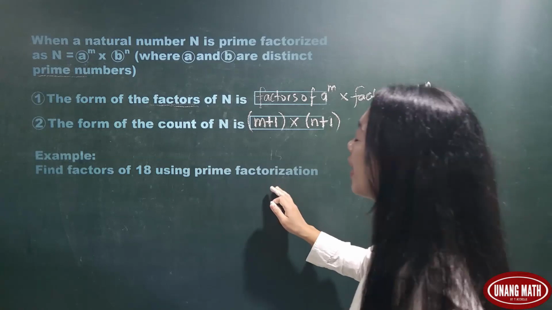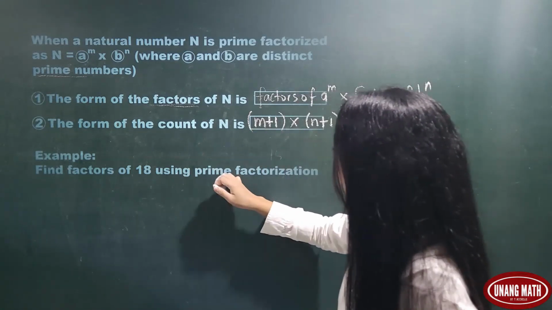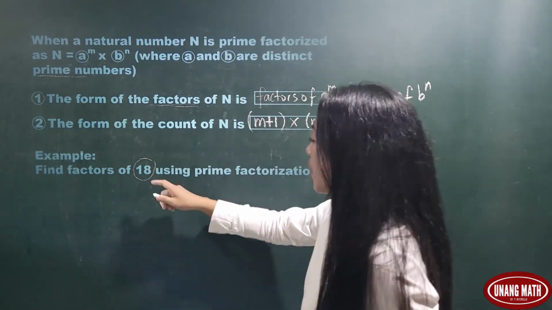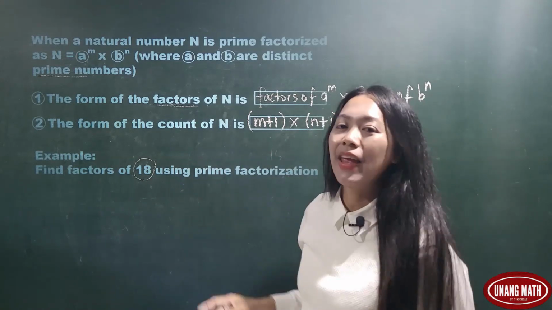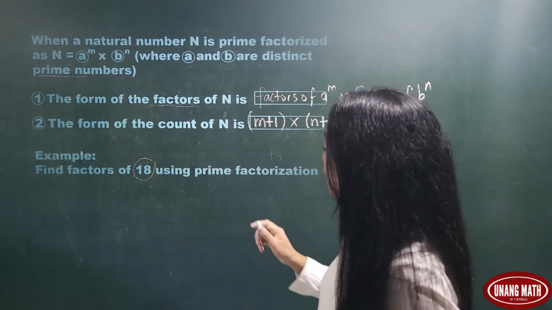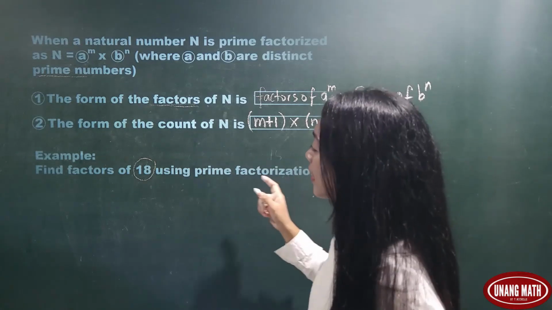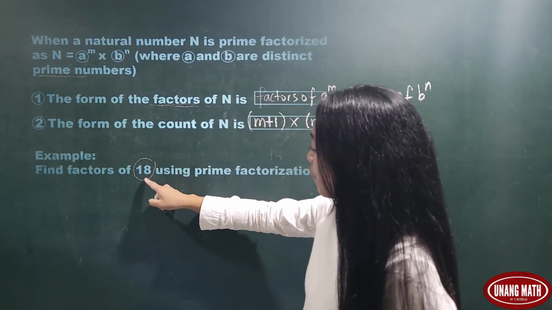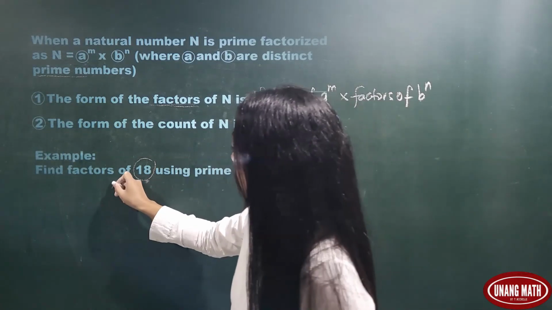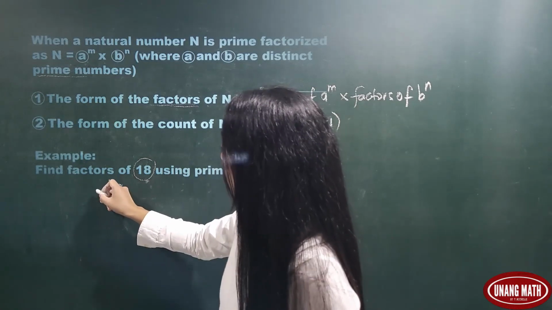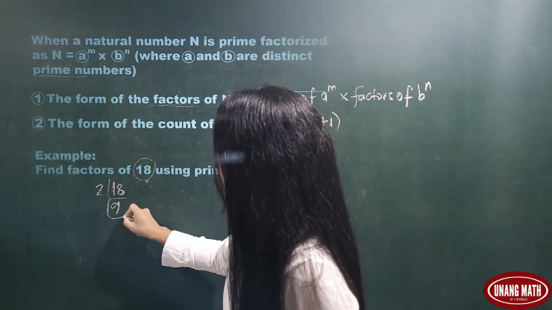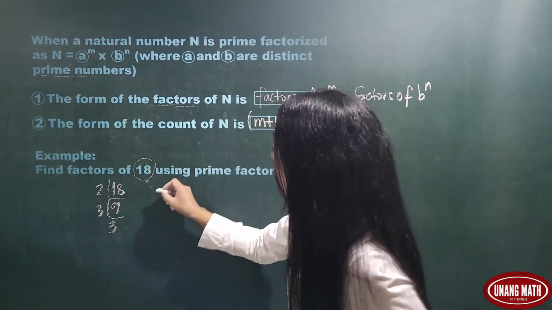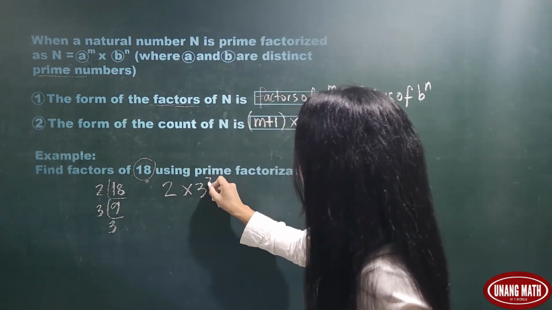Let us answer this one. Find the factors of 18 using prime factorization. 18 is just a small number, so we can easily list all the factors of 18. But since we are practicing using prime factorization to find the factors of a number, we will use that process. First we need to find 18's prime factorization. Let's use the division method. 18 divided by 2 is 9. 9 divided by 3 is 3. So 18's prime factorization is 2 times 3 squared.